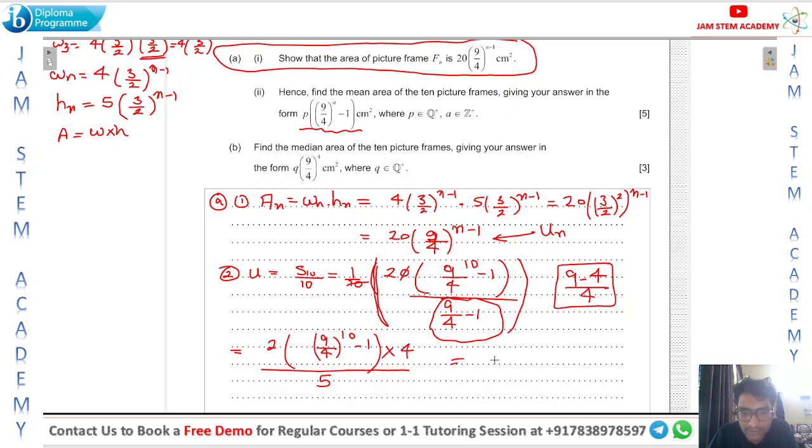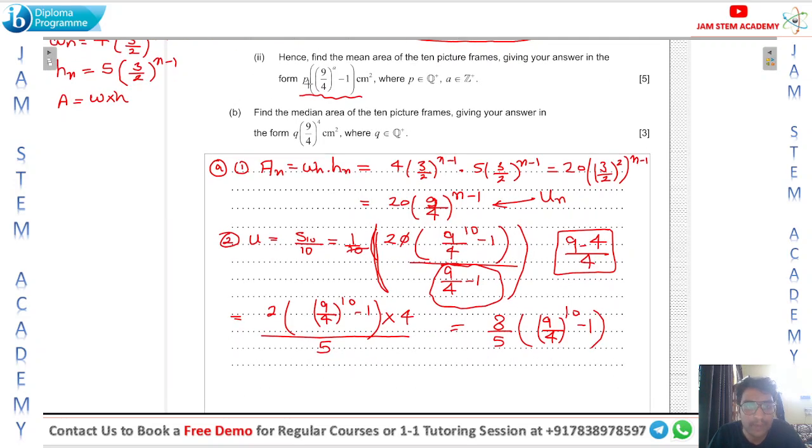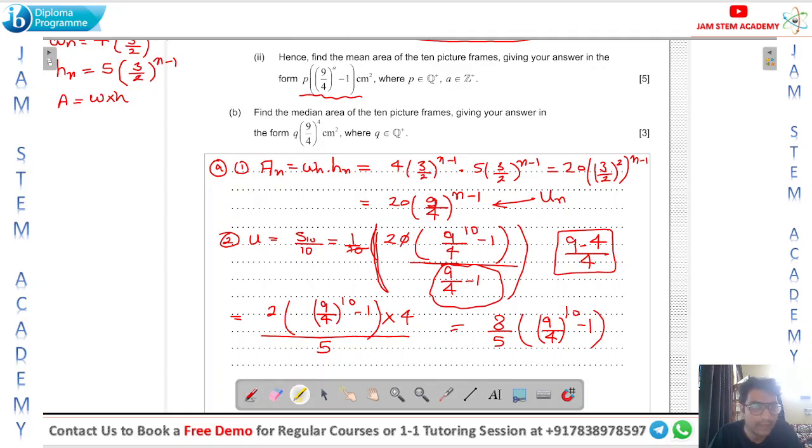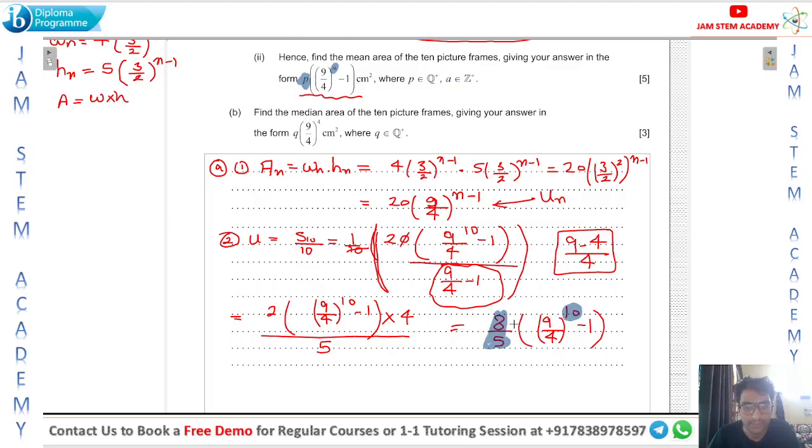So this is the value. So what is that? 8 by 5 times 9 by 4 raised to the power 10 minus 1. Now in this question, our answer should be in this form: P times 9 by 4 raised to the power A minus 1. Now you can compare it to get the values of P and A. If you compare, you can see our value of P is 8 by 5, right? And the value of A is nothing but 10, hence the answer. Okay, so P is 8 by 5 and A is 10.